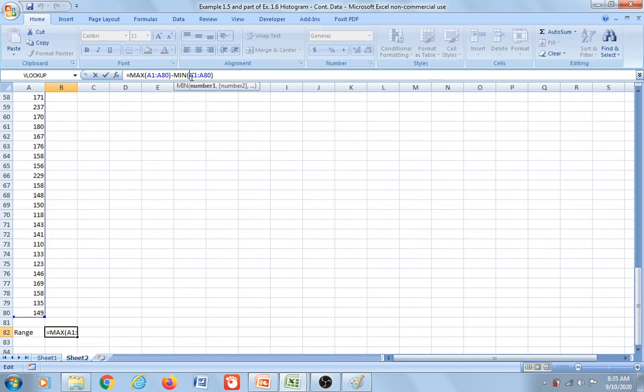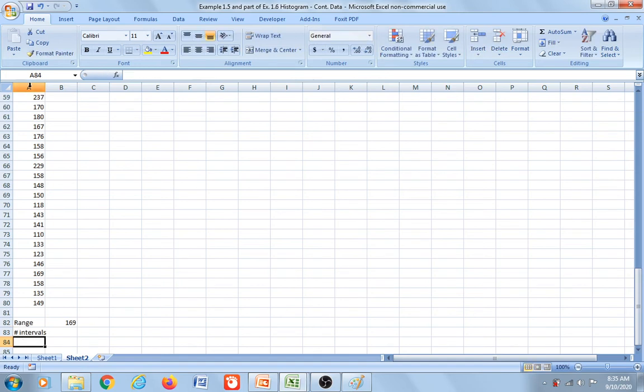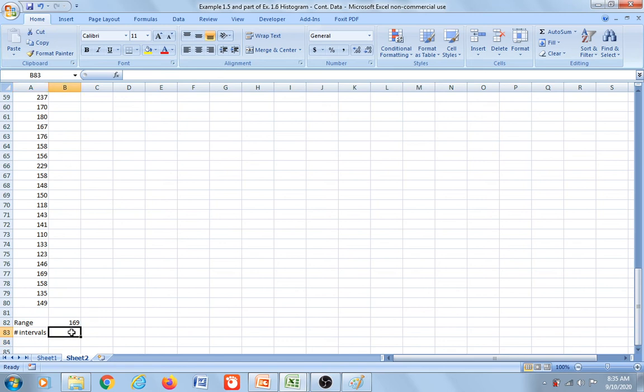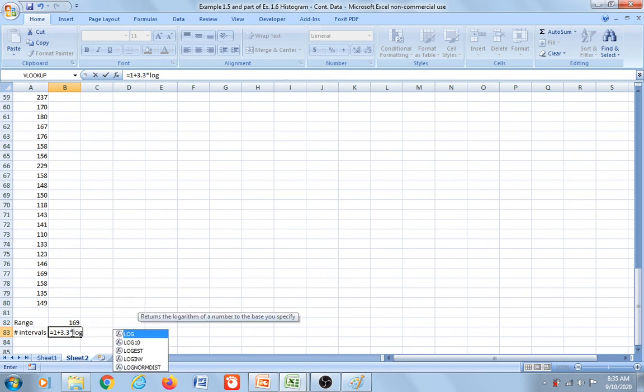Okay, this is the range. Then we need to decide the number of intervals. How many intervals do we have? We need to do 1 plus 3.3 times log. In Excel, log of the number, where the number is how many data points we have.